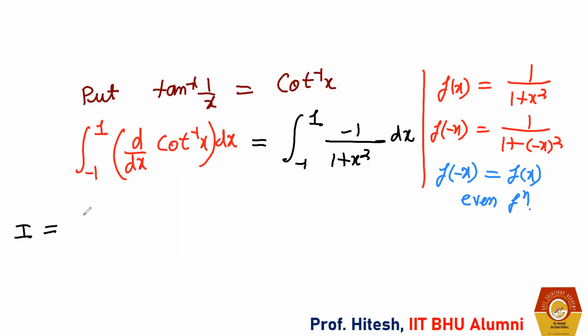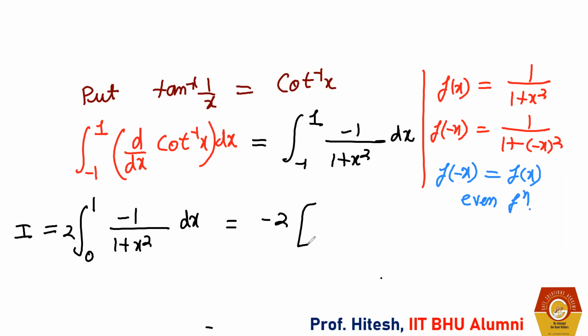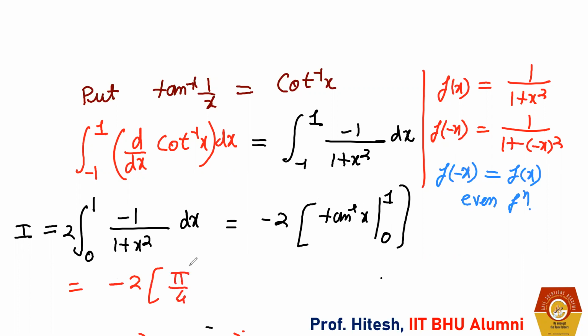So if it is an even function, I will be, let us say, 2 times integral 0 to 1 of 1 upon 1 plus x square dx. So 2 is common. 1 upon 1 plus x square is tan inverse x, limit 0 to 1. So tan inverse 0 is 0, tan inverse 1 is pi by 4. So the answer is pi upon 2 and this is the correct answer.